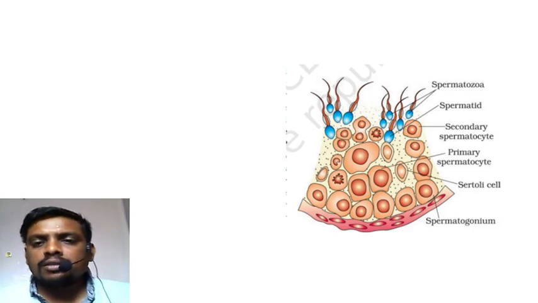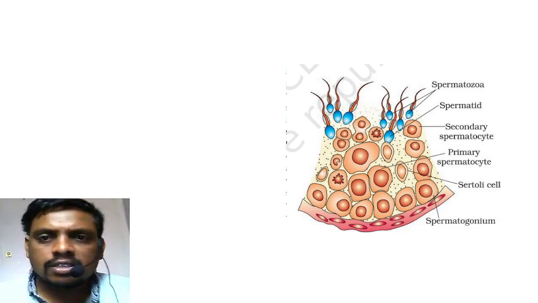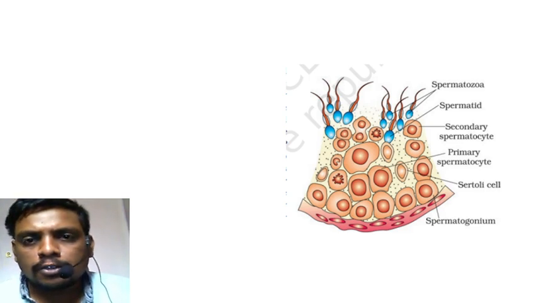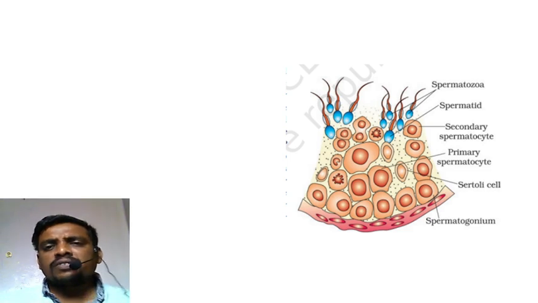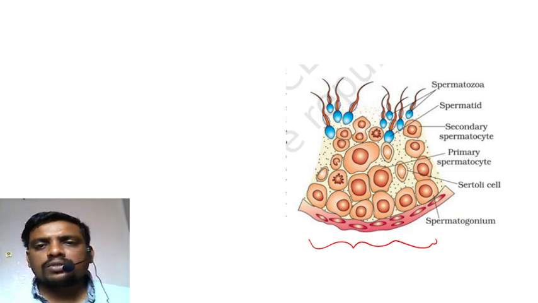Finally, you can see here the process of spermatogenesis. You can see spermatogonia, primary spermatocytes, which look like this, the secondary spermatocytes, and the spermatids, whose heads are embedded in the Sertoli cells. You can see the spermatozoa and spermatogonium. Understood, everyone? And this is the simple structure to understand the process of spermatogenesis.